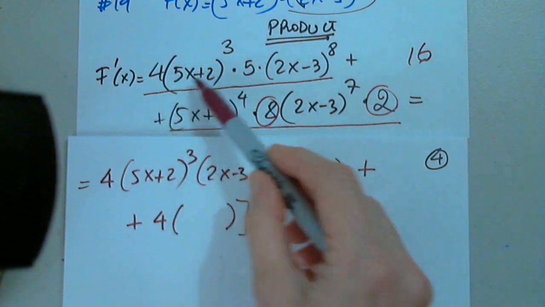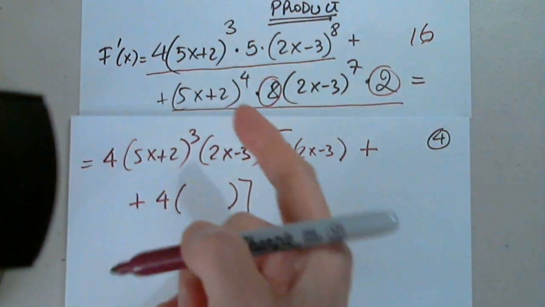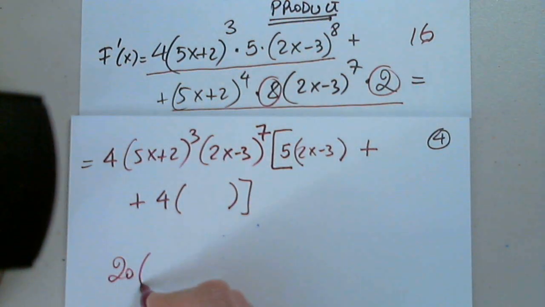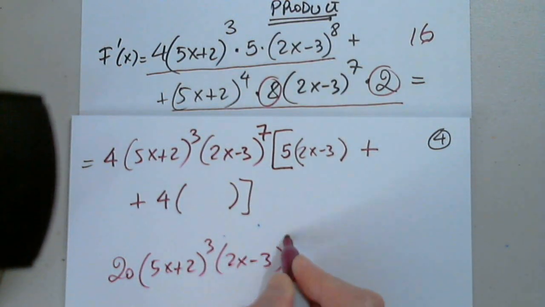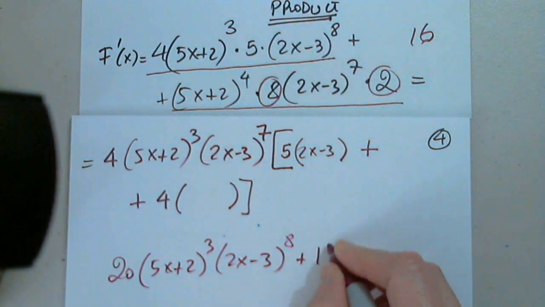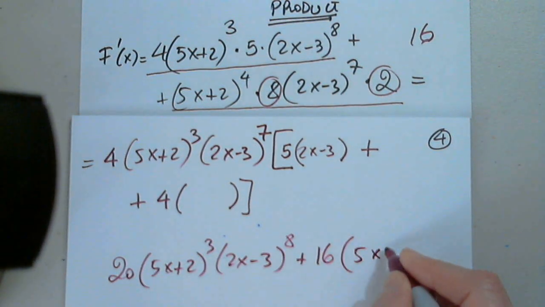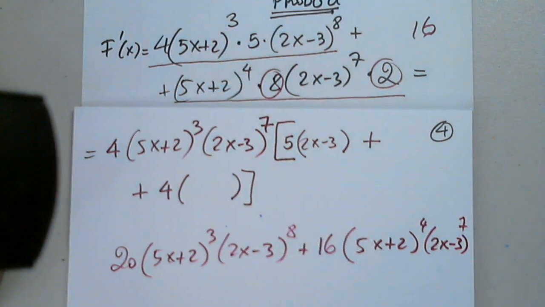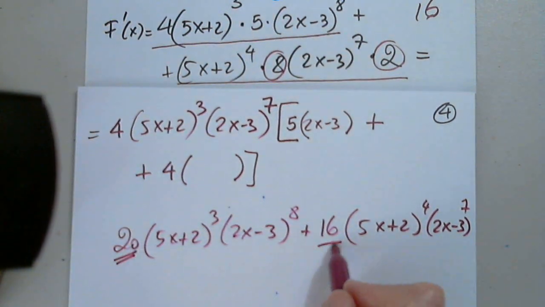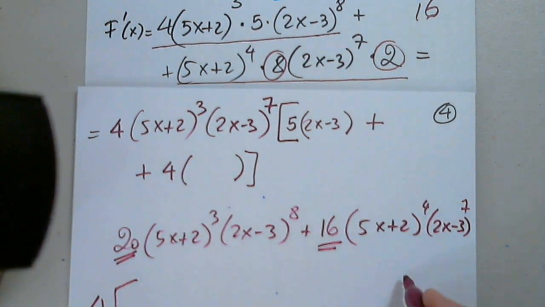So let me write this. We're going to finish it in a moment, but let me write this again. 20, 5x plus 2 to the third, 2x minus 3 to the 8th, plus 16, 5x plus 2 to the fourth, and 2x minus 3 to the 7th. The 20 and the 16 have 4 in common. This will have a 5 left, and this will have a positive 4 left. Oh, okay. So you just skip a step.